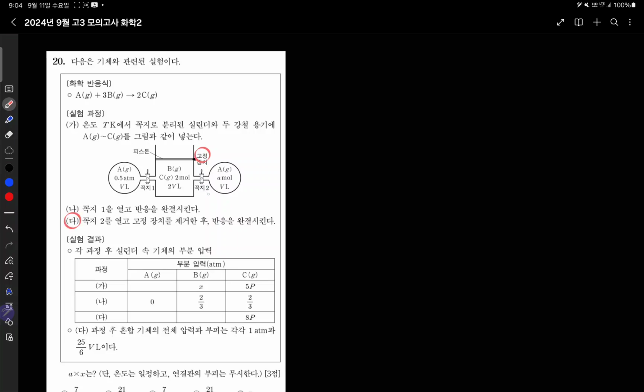In the second reaction, valve 2 is open and the fix is removed, so volume may change after the reaction is complete.